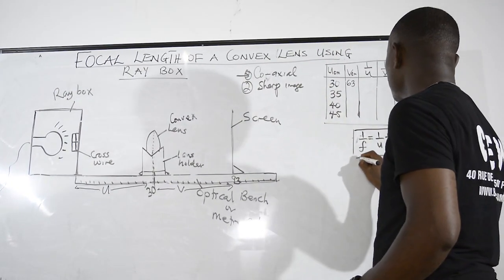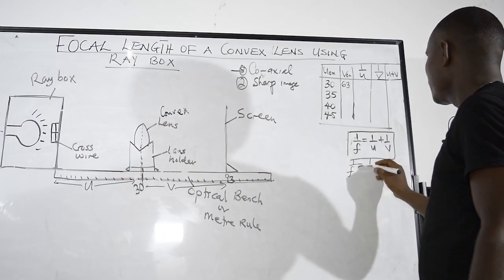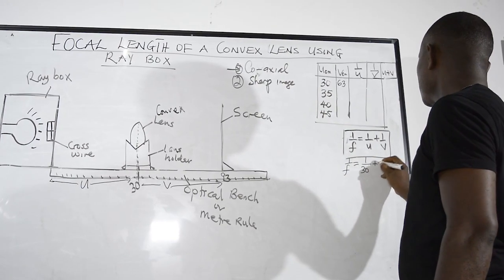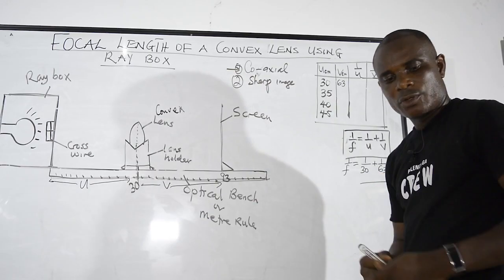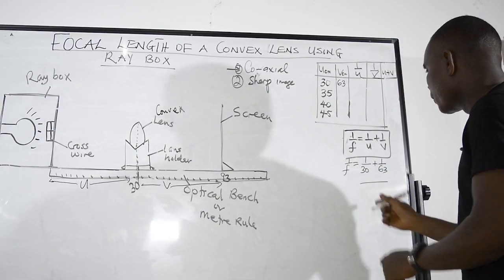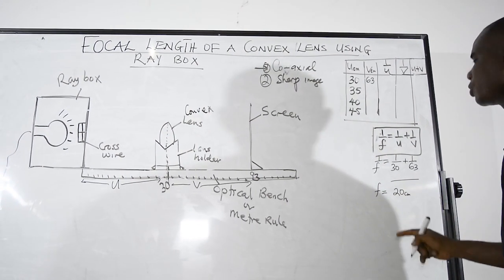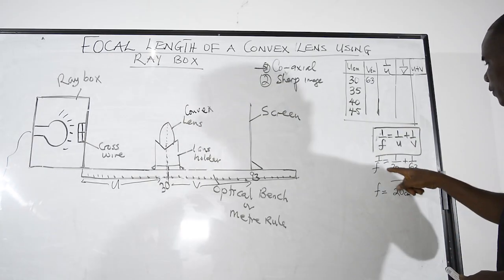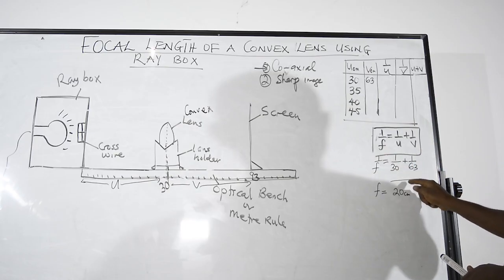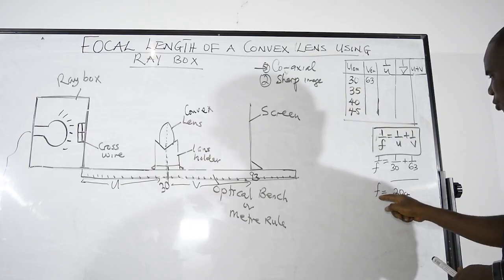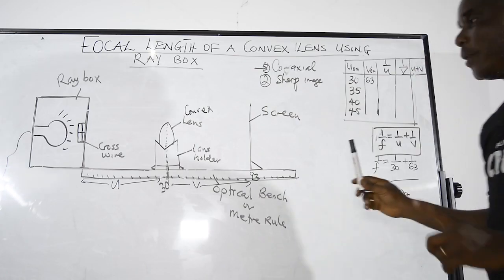So now I have 1 over F equals 1 over the object distance, which is 30, plus 1 over the image distance, which is 63. If you use your calculator, you go through here, you find the LCM, you make F the subject of the formula, and you find that the focal length is approximately 20 centimeters. So that is how you find the focal length.